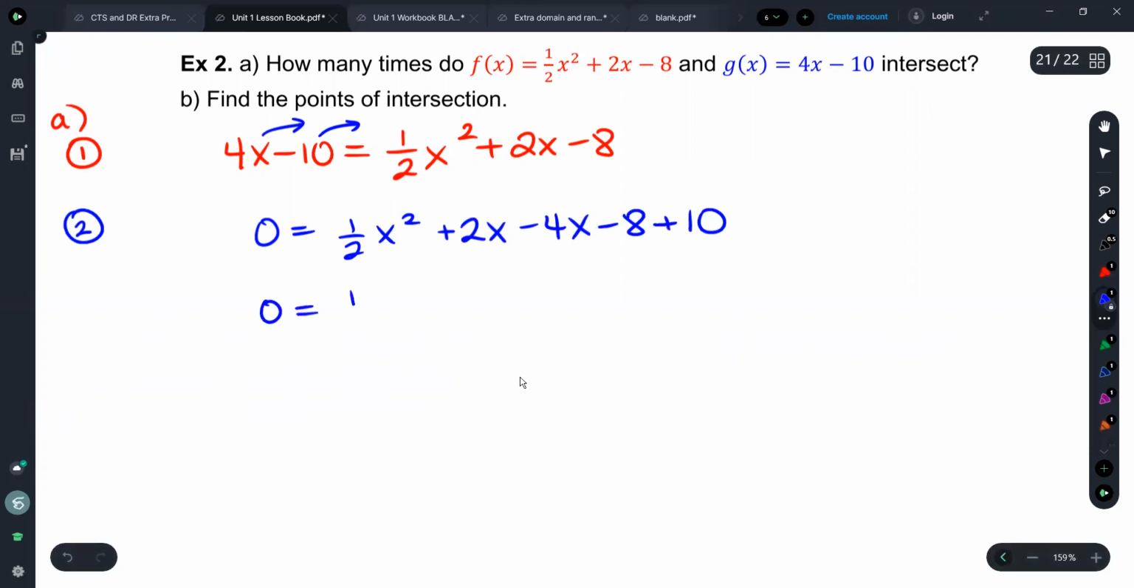Okay, and then as Blair said, we need to combine any like terms that we have. So I'm going to put the x's together and the constants.